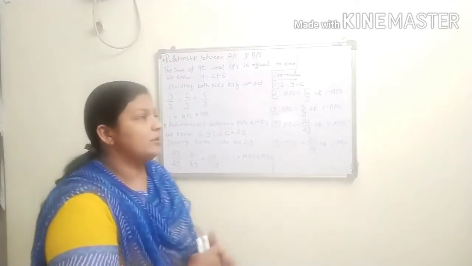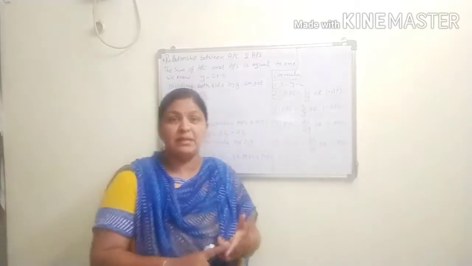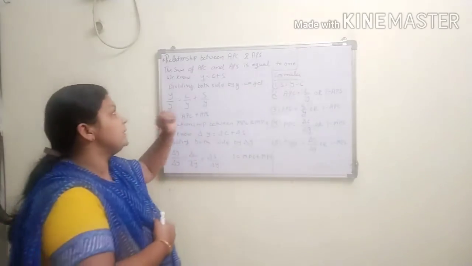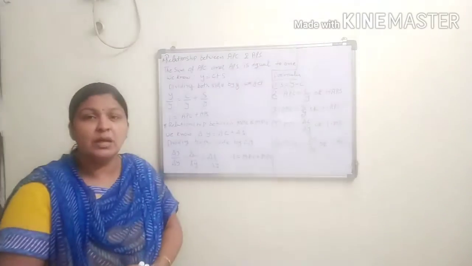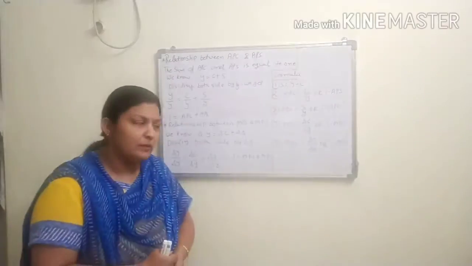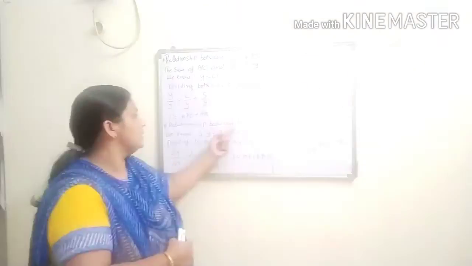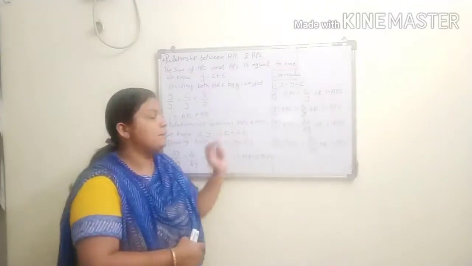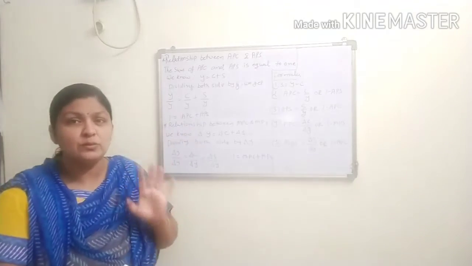We already learned what is APC, what is APS, what is MPC, what is MPS. Fine. What is APC? Average propensity to consume. What is APS? Average propensity to save. What is MPC? Marginal propensity to consume. What is MPS? Marginal propensity to save.